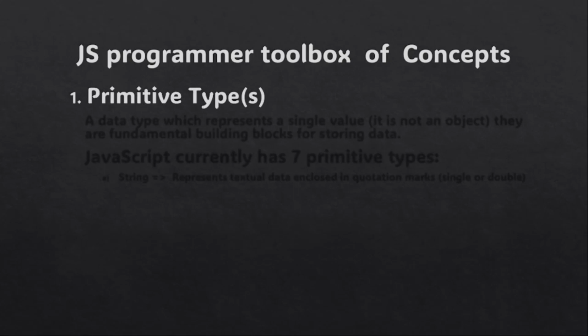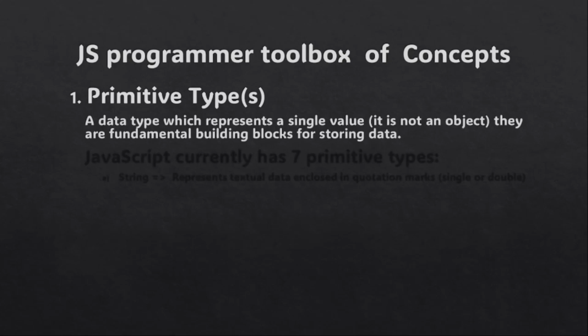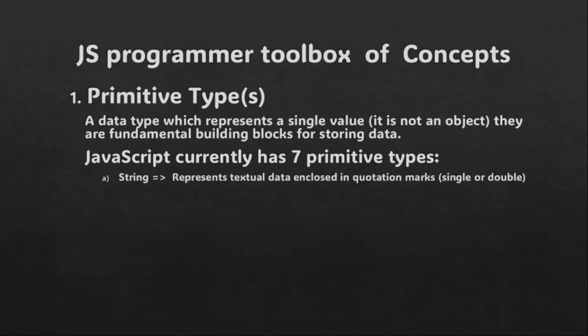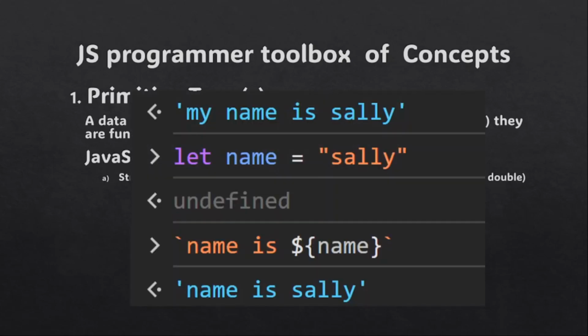Let's talk about primitive types. Now, a primitive type is a data type that represents a single value. These are fundamental building blocks for storing data in JavaScript. So JavaScript currently has 7 primitive types, which are as follows. First one being a string. String represents textual data, can be enclosed in single quote, double quote. Sometimes you can use backticks.